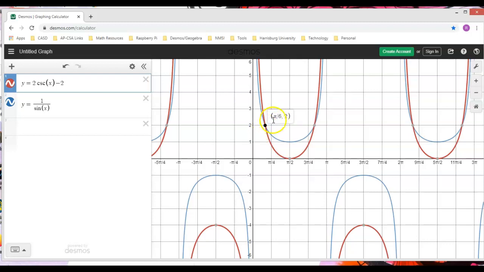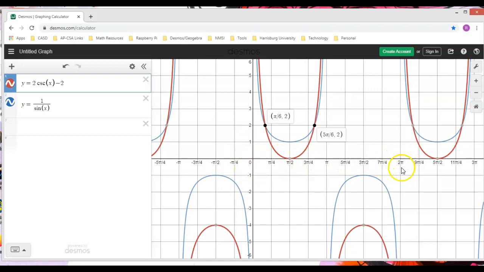And here I can see that pi over 6 comma 2 is a solution. It's the x value that is going to be the answer, the solution to that equation. So this equation has an x value of pi over 6. That is a solution. Then the next answer is right here at 5 pi over 6. Okay, and I want all the solutions from 0 to 2 pi.